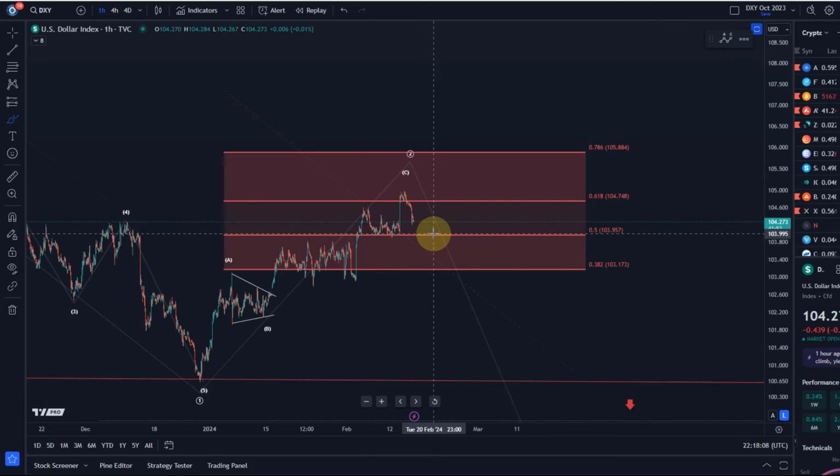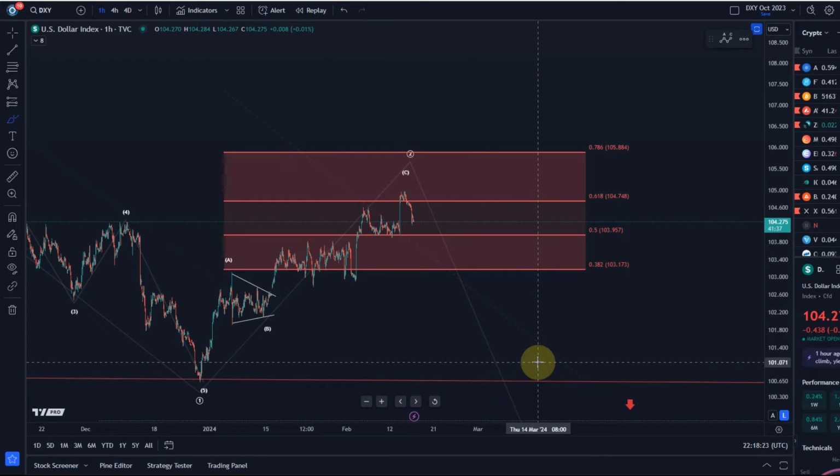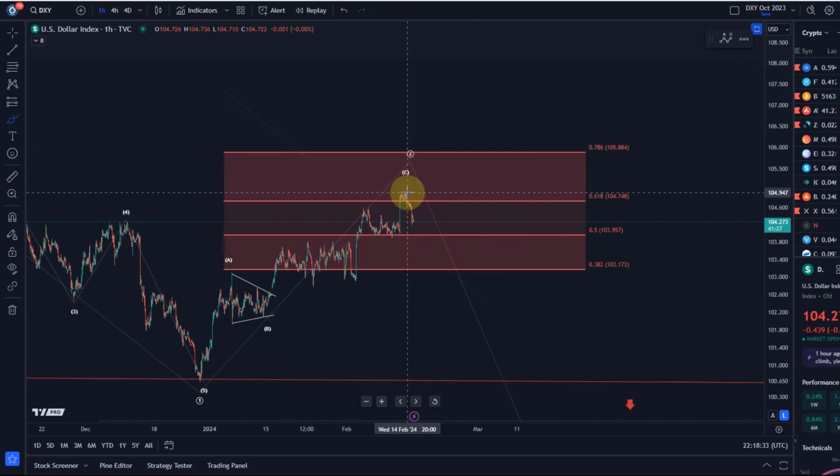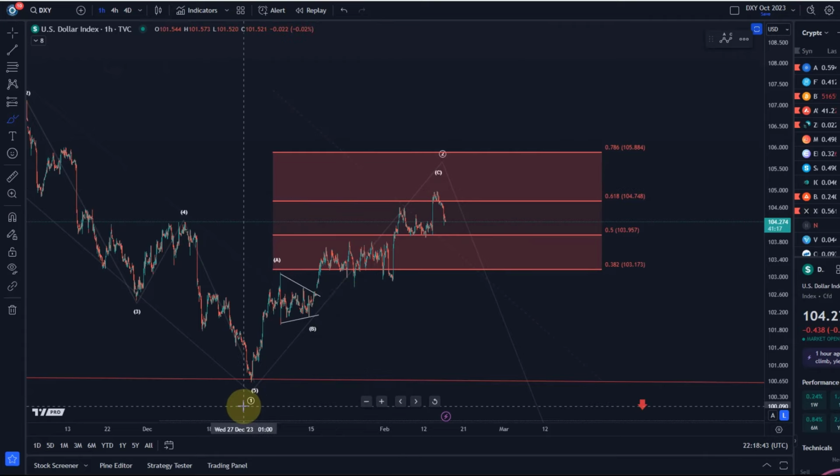Without that, I don't even want to consider that top is in place. Better would be a break below those swing lows here from end of January. And the key level here would be $102.78. I think then we can map out the detailed structure of the third wave to the downside. Until then, we have to consider that we are still going to trend higher with the next resistance at $105.88 if the market breaks above the previous high, which was formed basically around the golden ratio level here, but more specifically, it was around $104.99.